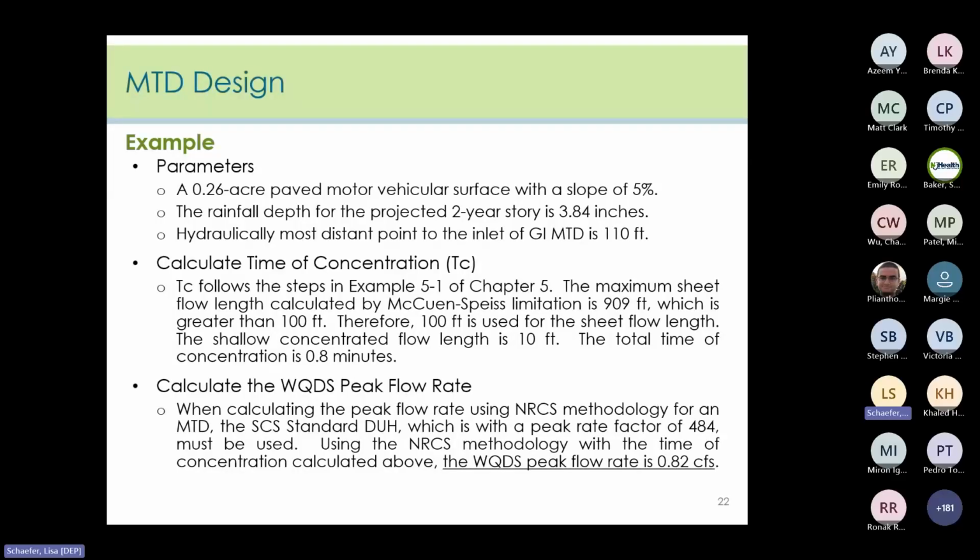All right. GI MTDs are covered in Chapter 9.5, and Chapter 11.3 covers the MTDs that are not certified as green infrastructure for this type of calculation. Okay, so if you need to look there, please do. If you have questions, reach out.